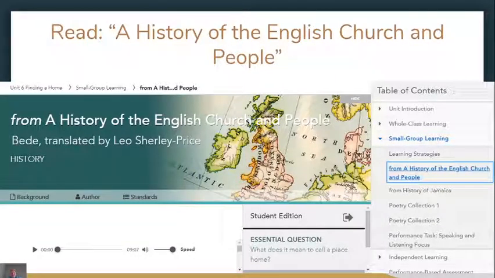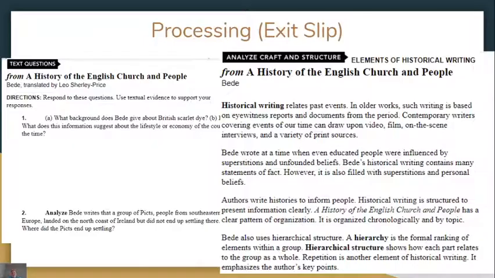Today's reading is A History of the English Church and People. So if you go to Pearson and you go to Unit 6, it is in the small group learning, just above A History of Jamaica, which we've already read. So you can listen to it. If you look in the lower left-hand corner, you can listen to the audio.